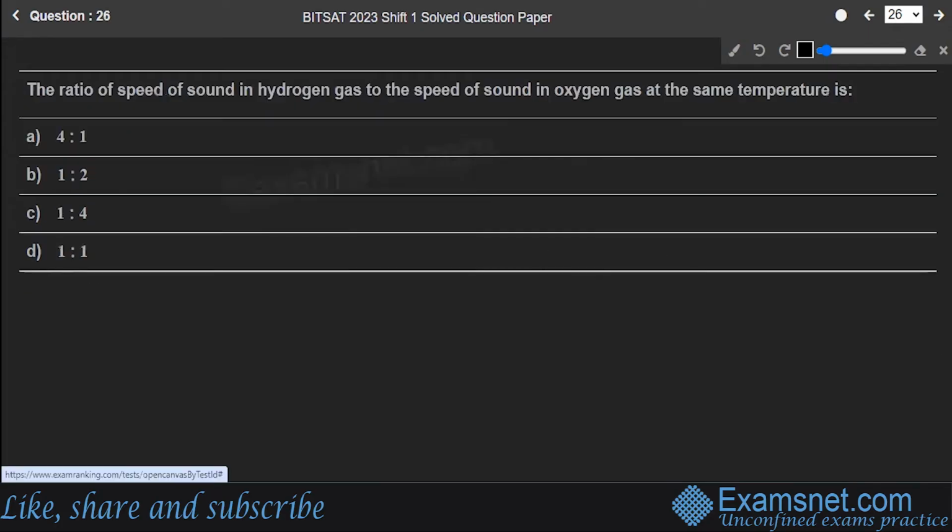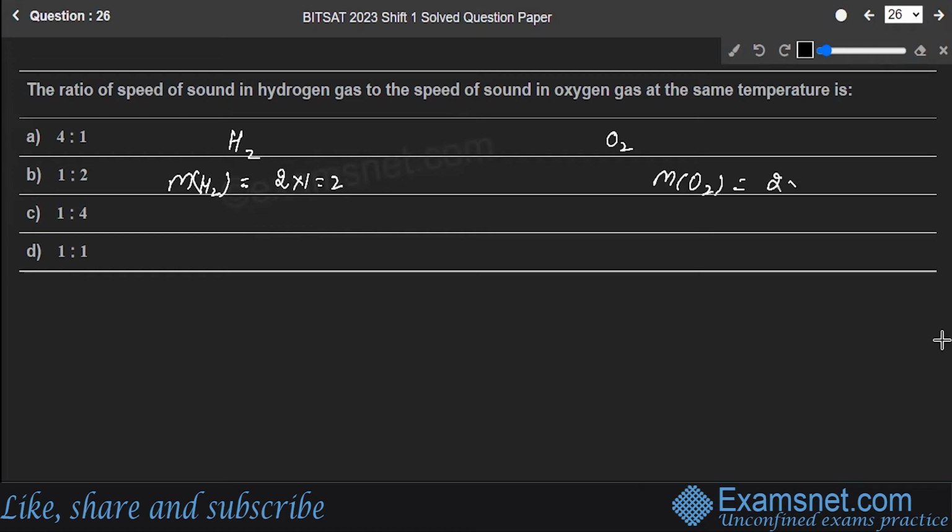Hope you got that. Next is question number 26. The ratio of the speed of sound in hydrogen gas to the speed of sound in oxygen gas at the same temperature is. All right. You are having two gases, hydrogen and oxygen. What is the molecular mass of hydrogen? This is 2 into 1, that is 2. And the molecular mass of oxygen is 32.